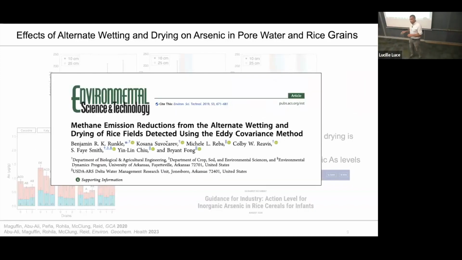I also want to mention briefly that there are a variety of objectives with alternate wetting and drying. One is control of arsenic. Another is control of methane. Rice paddies are really significant global sources of methane emissions, and these wetting and drying cycles are also effective at reducing those emissions. They also save water. So there's a variety of reasons why we might want to introduce this type of alternate wetting and drying irrigation practice beyond the motivations for arsenic.